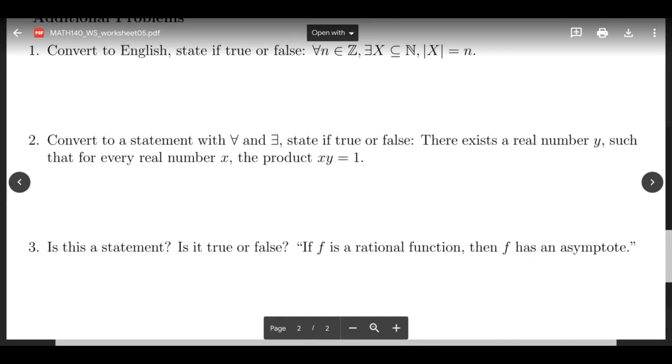Okay, 3. Is this statement true or false? If f is a rational function, then f has an asymptote. What are rational functions? A rational function means x appears in the denominator. Let me give you an example. f of x equals 1 over x squared plus 1. I just made one rational function: 1 is the numerator, and the denominator is x squared plus 1.